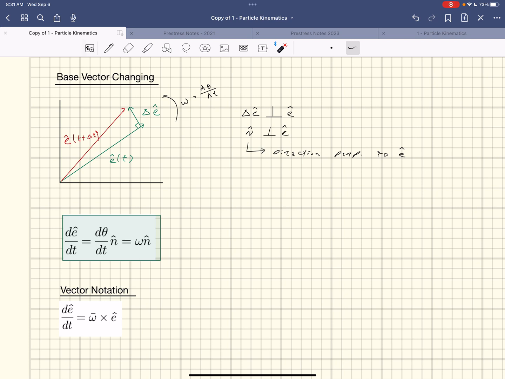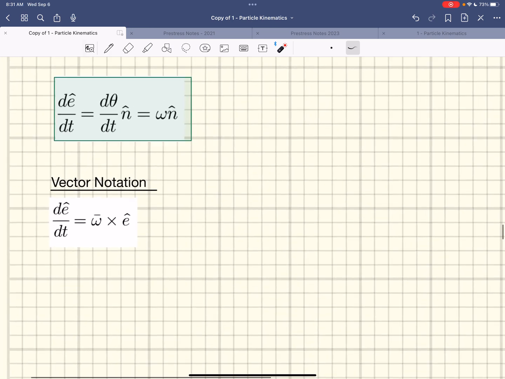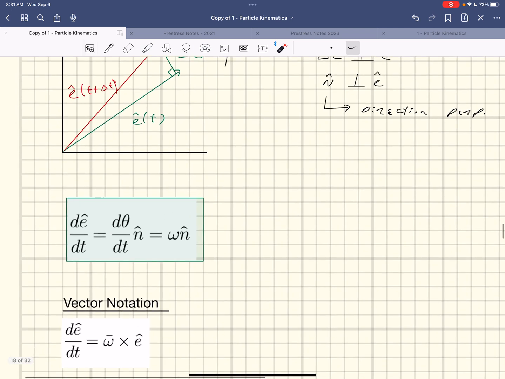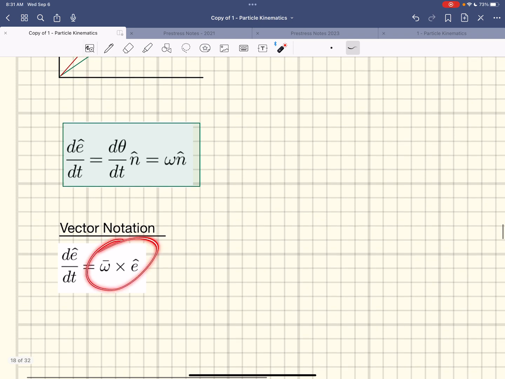Let's talk vector notation down here. You could do the same thing in vector notation. This is a cross product. So if I take the derivative of E, that base vector, with respect to time, it ends up being equal to omega crossed with E. It's a cross product. We're going to use cross products a lot in this class. The way I like to do cross products, and we'll dive in later when we actually start doing calculations, is you take your hand and put it in the direction of the first vector, and then you curl your fingers into the direction of the other vector. And then the direction your thumb is pointing is the direction of the result.